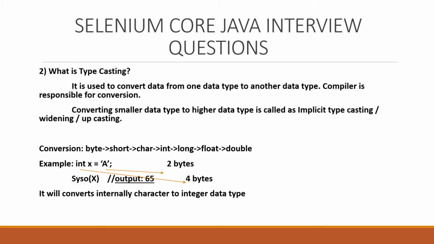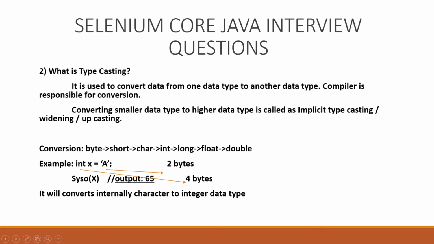If I want to print System.out.println of x value, you will get the output as 65, because here int is 4 bytes and character is 2 bytes. Here integer is bigger than the character. We can convert a smaller data type to a bigger data type, but we are not able to convert a bigger data type to a smaller data type, so you will get an error. Internally it will convert from character to integer data type.